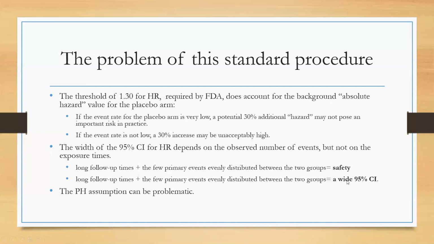In the worst case, if you have 0 events, then it's good news for the patients. Nobody experienced any bad events, but it's very bad news for you, because your confidence interval will be from 0 to positive infinity, and you cannot claim equivalence. You cannot claim your very safe drug is safe, right? And of course, the last question is that the proportional hazards assumption can be problematic. If this assumption is violated, then nobody knows what your confidence interval for hazard ratio really estimates.